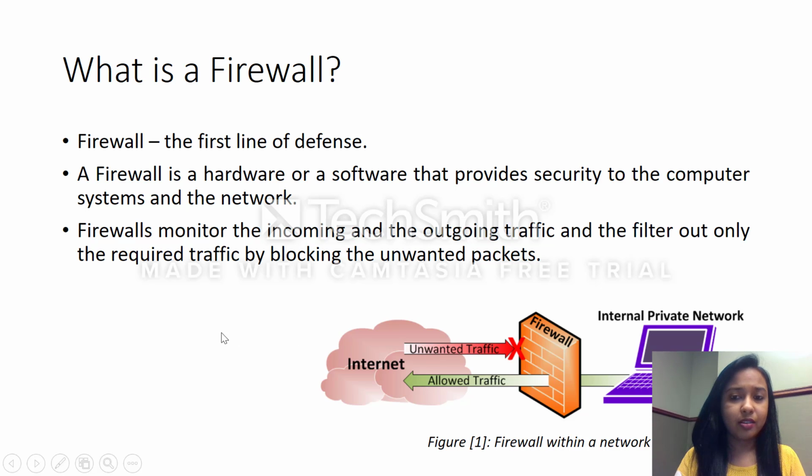So what's a firewall? It's something which you all might be knowing. It's the first line of defense, and it's a software or a hardware device that provides security to the computer and the computer systems on the network. A firewall is a device that monitors the incoming and the outgoing traffic, and it filters out the necessary traffic and then blocks the unwanted packets.